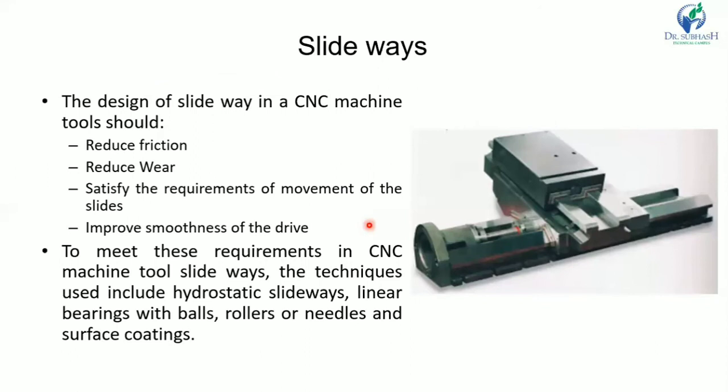Now, the next one is the slideways. What is the function of the slideway? In the conventional machine tool, whether a conventional lathe, milling or shaping machine, there is direct metal to metal contact between the slideway and the moving slides. So the slide movements are very slow and machine utilization is also low. That's why this arrangement is adequate for conventional machine tools.